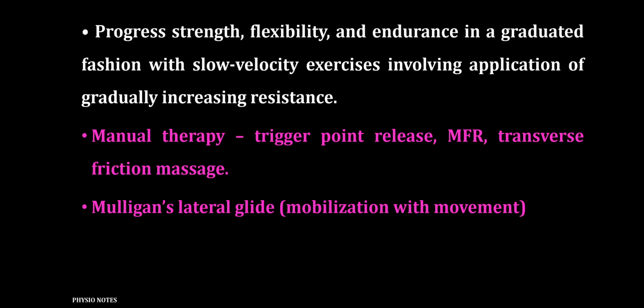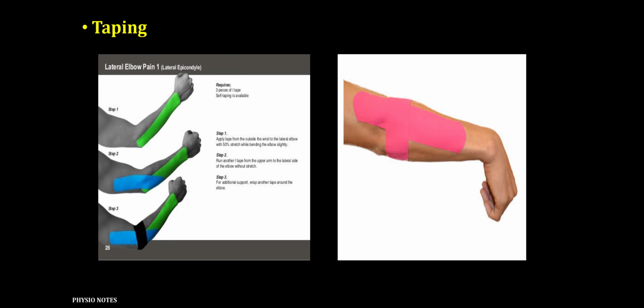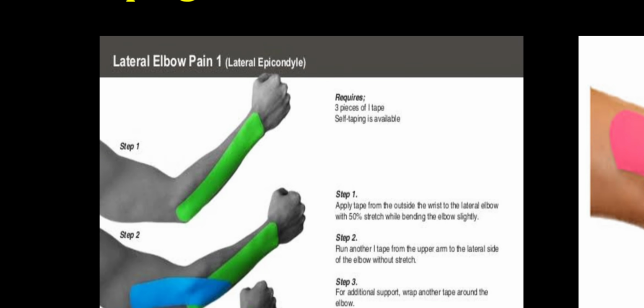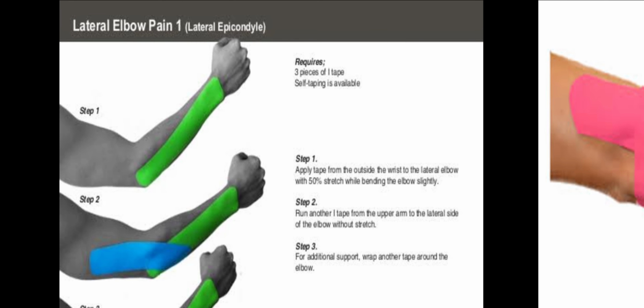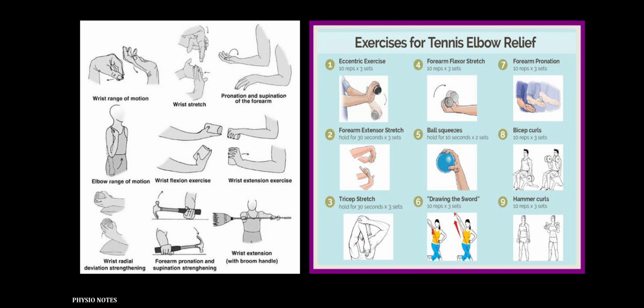Then manual therapy, that mainly includes trigger point release, MFR, transverse friction massage, etc. Then Mulligan lateral glide, it is also effective in treating this tennis elbow condition by reducing pain. The next one is taping. Taping, that you can see in this picture, that is how this taping is done in the tennis elbow condition.